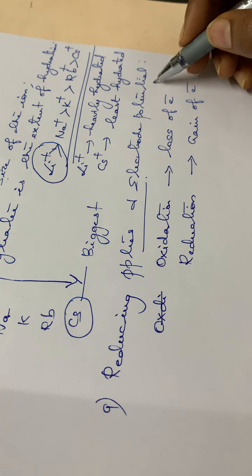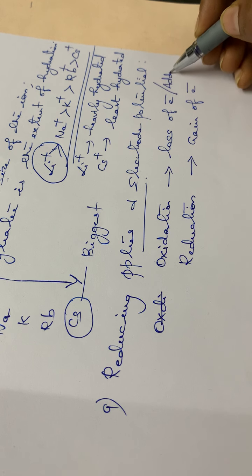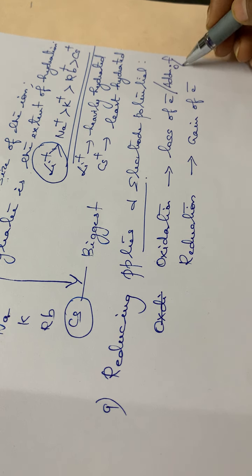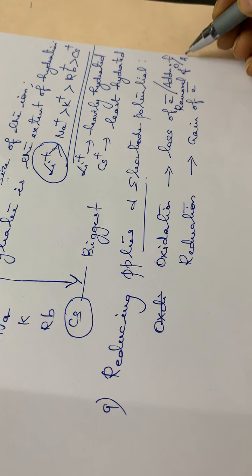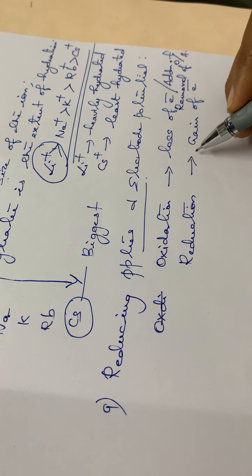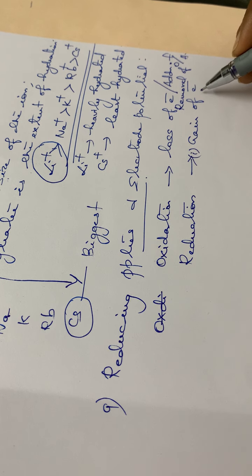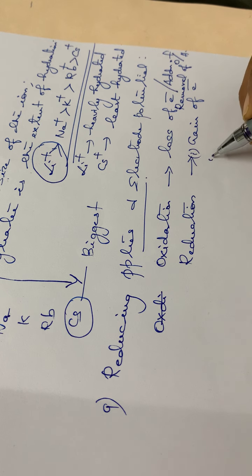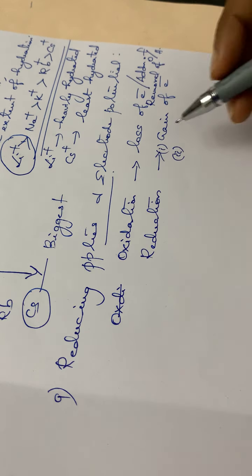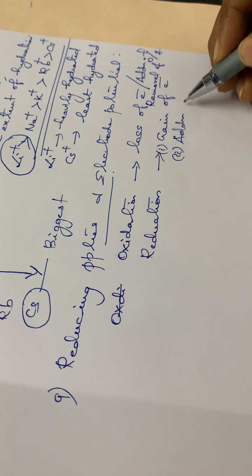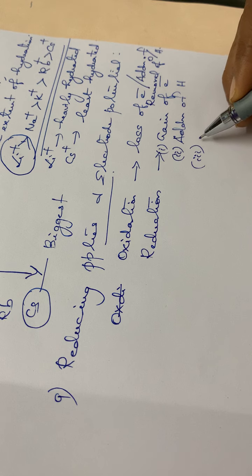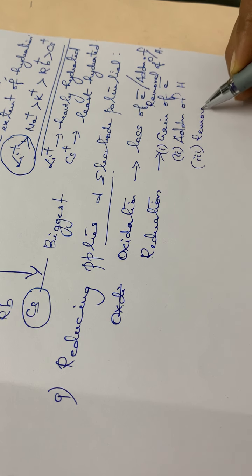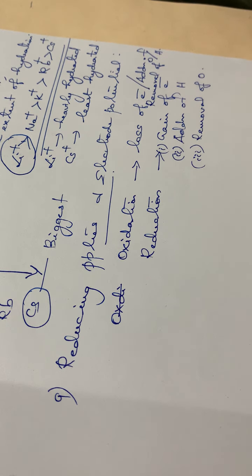Otherwise, we can say oxidation means the addition of oxygen or the removal of hydrogen, isn't it? Similarly, reduction is the process of gaining electrons, or the second definition is the addition of hydrogen, and the third one is the removal of oxygen. So these are the three definitions for oxidation as well as reduction, isn't it?